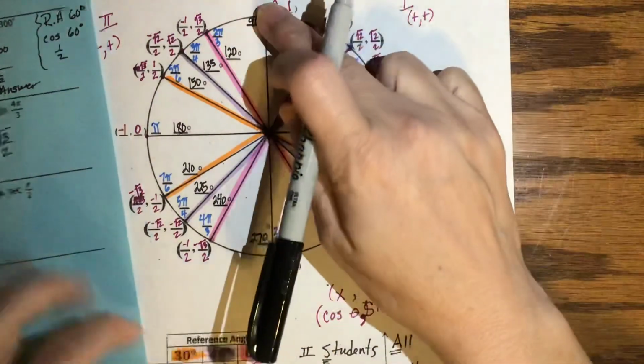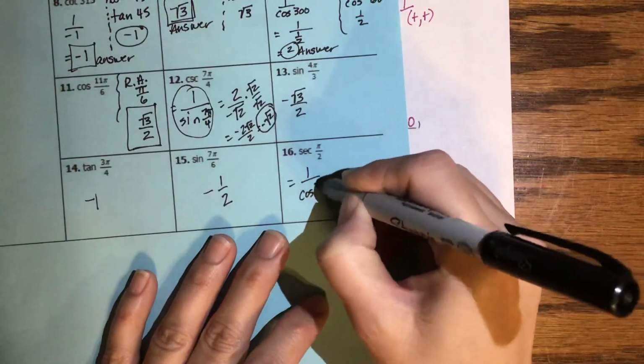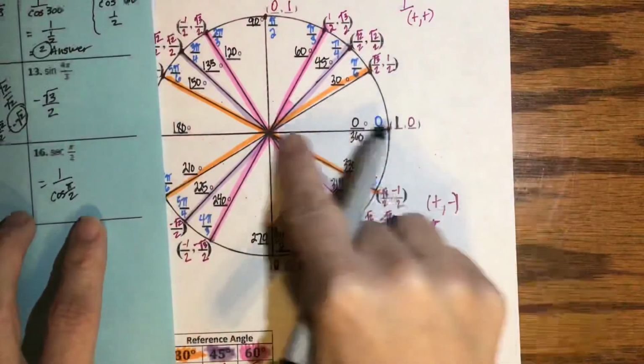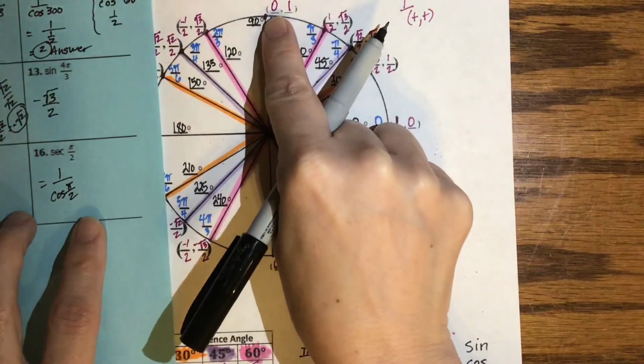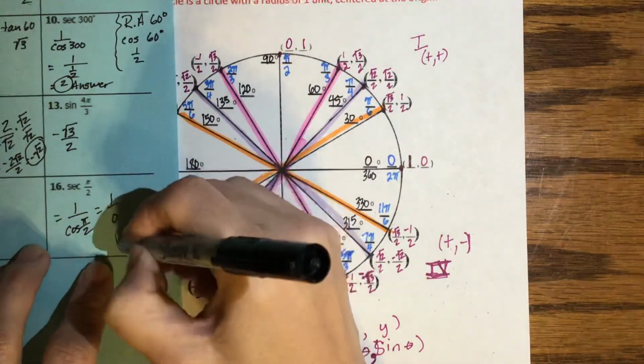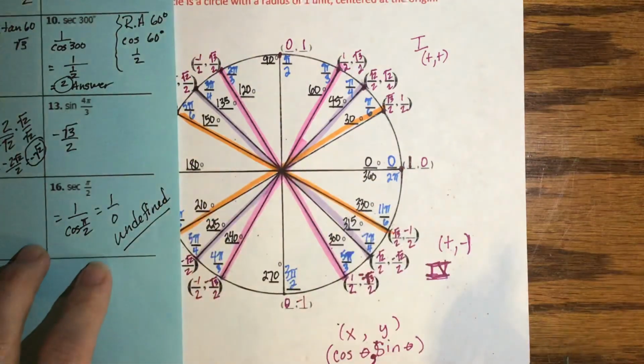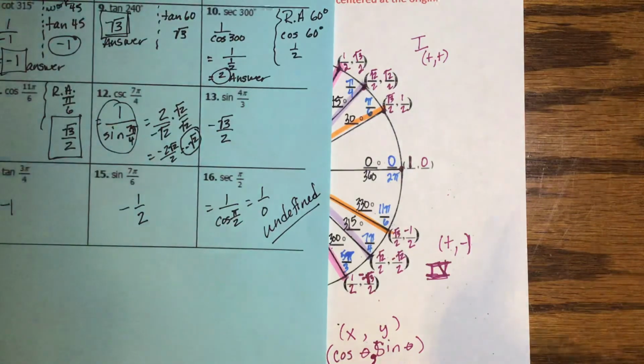All right, so first of all, secant is 1 over cosine. So here, cosine is x. So this would be 1 over 0. Oh no! Don't you ever divide by 0. Secant at pi over 2 is undefined.